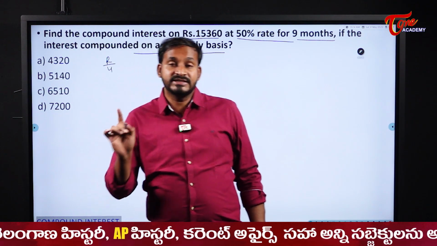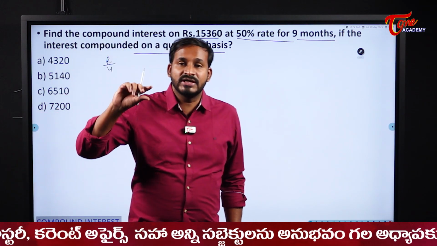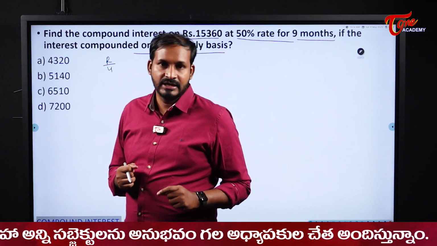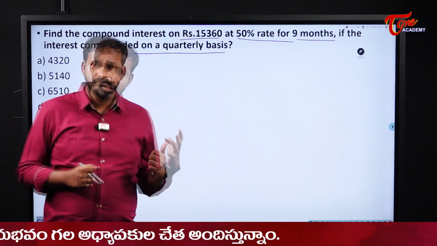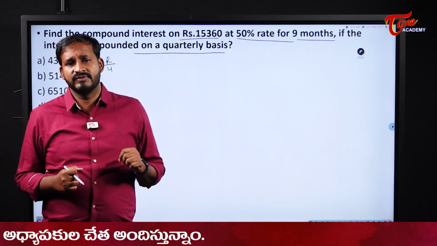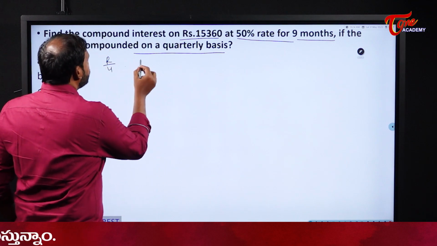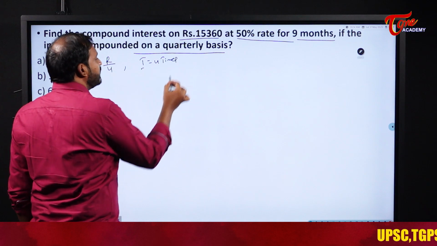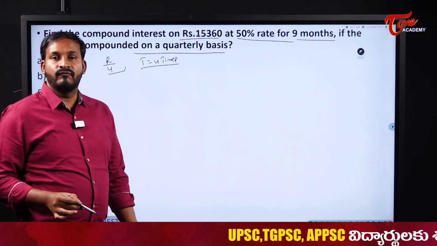And the next difference was in the time slots, which were doubled there. Why? Because for a year we have 2 half years. Now for a year, how many quarter years will we have? We will have 4 quarter years. That means the time slots will be 4 times, and the rate of interest will be reduced by 4, that is R by 4.